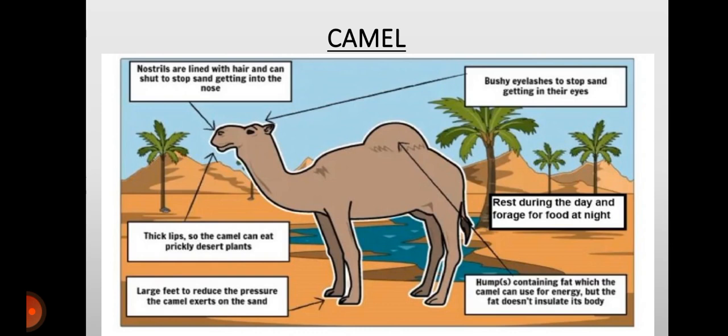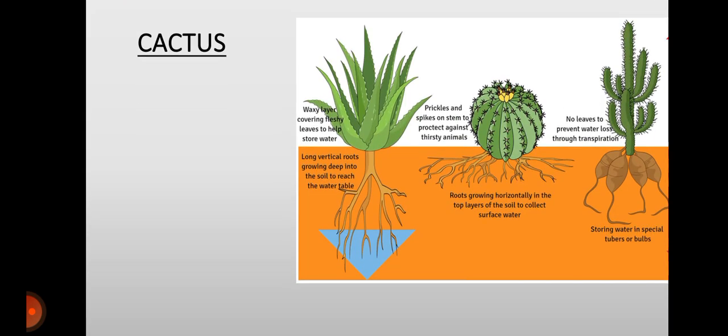And the next is about the large feet, and they are padded so they reduce the pressure the camel exerts on the sand. This way the camel has adapted certain features which make it suitable for living in that desert or sandy environment. Now let's talk about cactus.